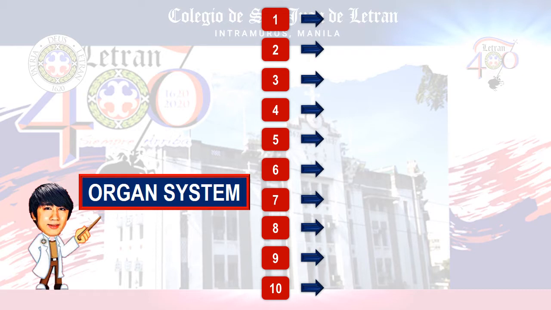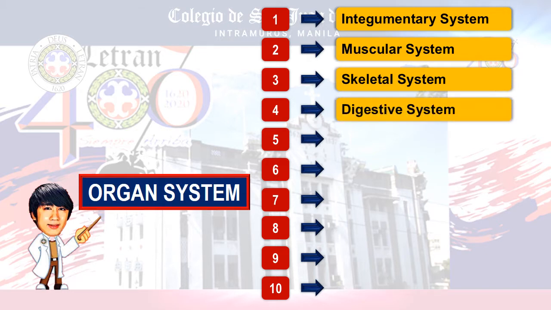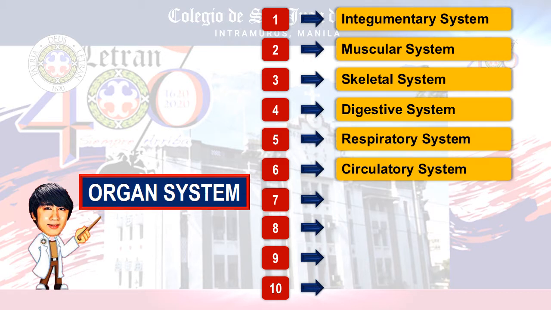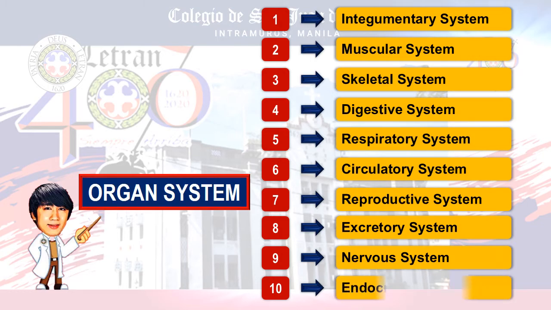What are those? Integumentary system, muscular system, skeletal system, digestive system, respiratory system, circulatory system, reproductive system, excretory system, nervous system, and lastly we have endocrine system.